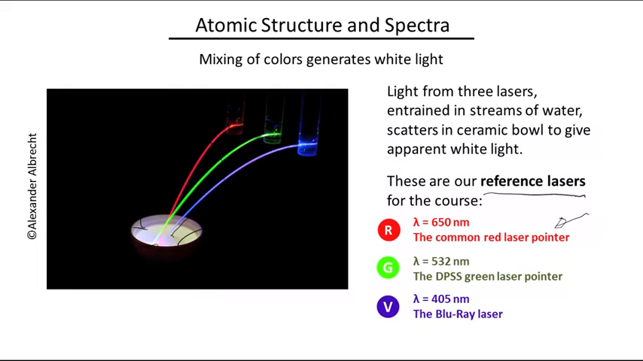For example, the red laser pointer with a wavelength of 650 nanometers is widely used in lectures and presentations, as is the green laser pointer, the diode pumped solid state green laser pointer with a wavelength of 532 nanometers, and then the Blu-ray laser player utilizes a violet laser with a wavelength of 405 nanometers. These span the range of human vision, as we'll see, and so they provide a good set of basic tools. If you want to remember properties of light, it's nice to have some specific examples. So we'll use these at a number of points in the lectures and the homework.